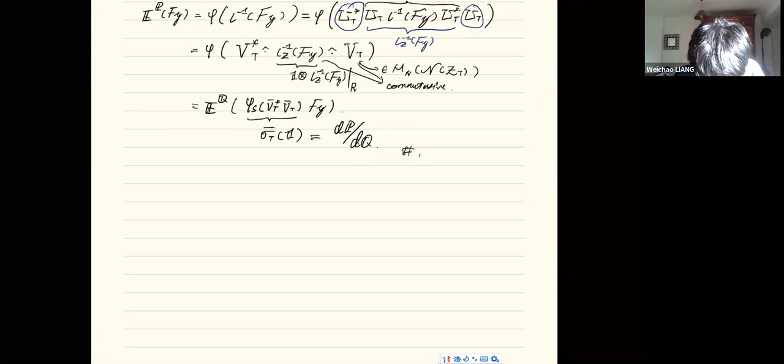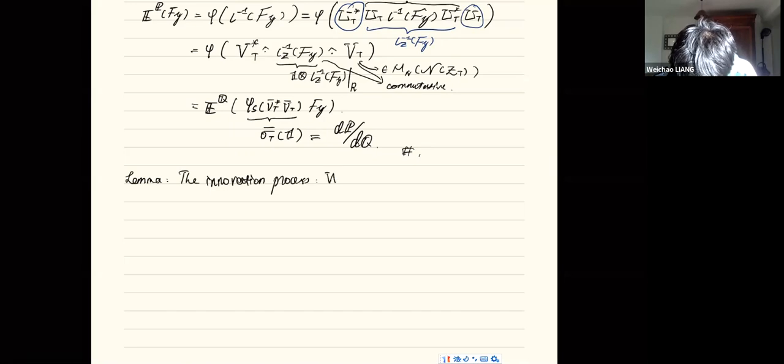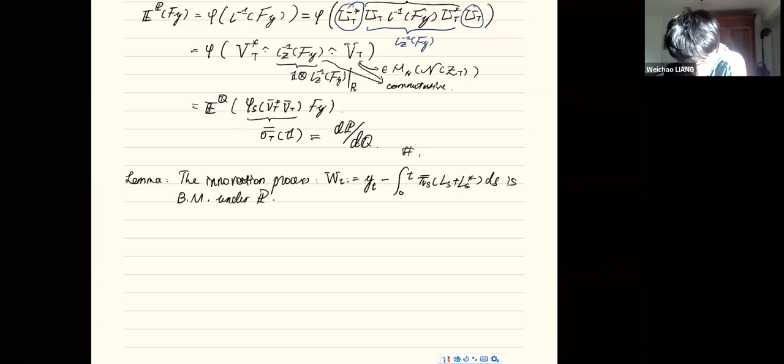And there is still a very interesting result. We define the innovation process, denoted by WT, which is YT, where YT is the observation process. This process is called the innovation process. And in fact, the innovation process WT is a Brownian motion under the probability measure P. Okay.